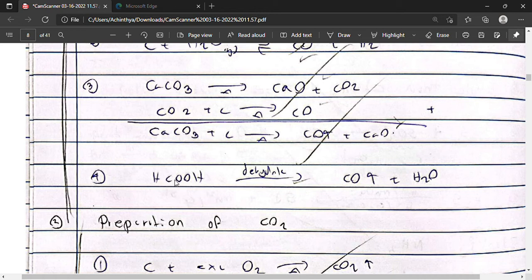Another more convenient way of doing this is by simply dehydrating formic acid, HCOOH. By dehydrating, it means adding a reagent like concentrated sulfuric acid. We will discuss it later. And here we will obtain carbon monoxide and water.